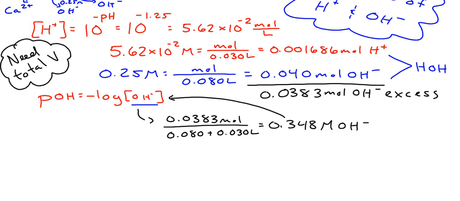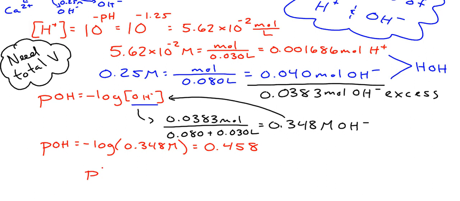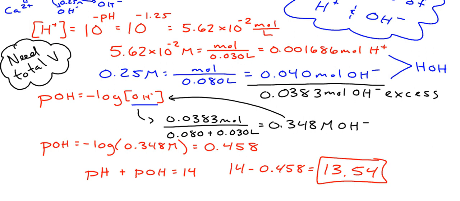Now I can use that to plug it into my equation. So I have a pOH of 0.458, which is very low, and it should make sense. I have a lot of OH minus, but I need pH. So reminder, pH plus pOH always equals 14. With a little rounding, we have a final pH of 13.54, which is extremely basic.